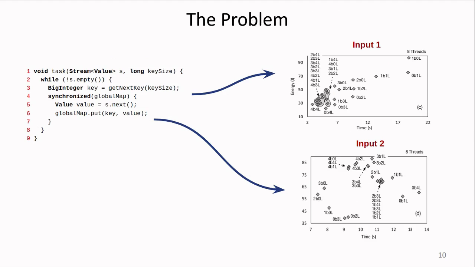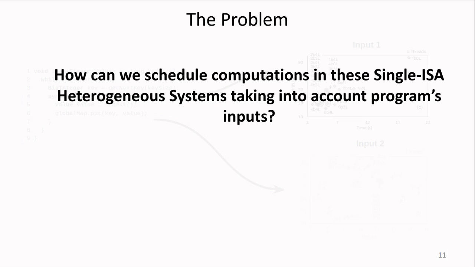The performance of a single application running with different inputs varies according to the combination of CPUs used to execute that code. So this brings the problem here. How can we schedule computations in these single instruction set architecture heterogeneous systems, taking into account the program's input?